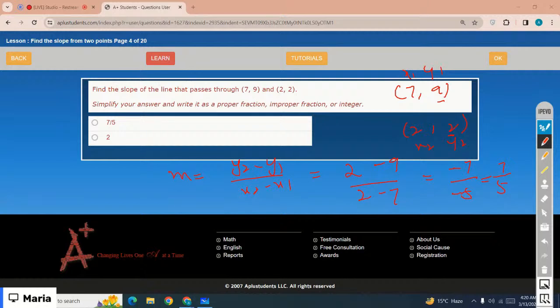That is option number 1. 7 over 5 is the correct option. Got it?